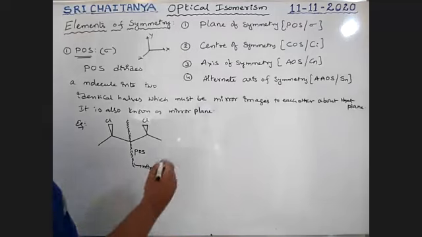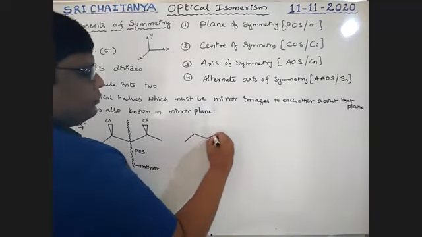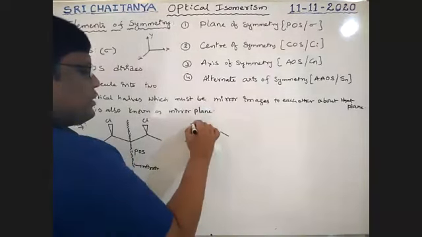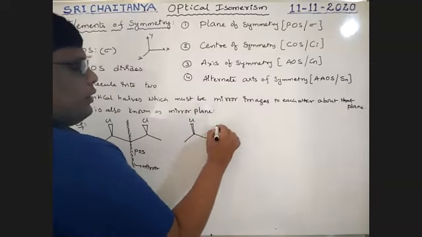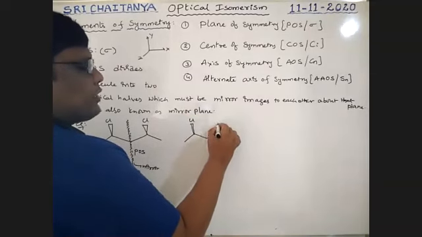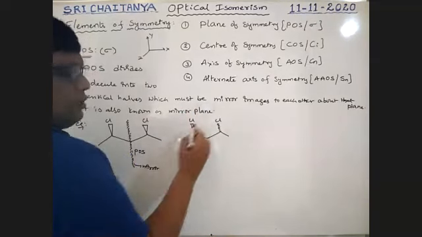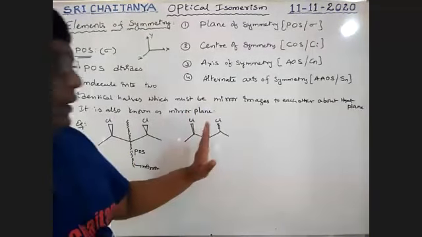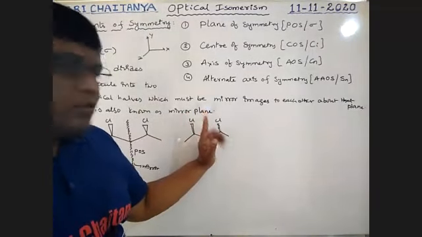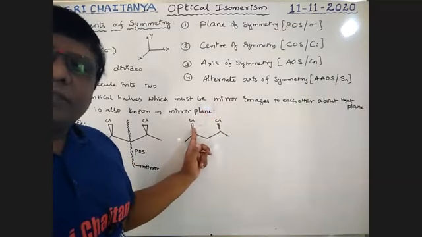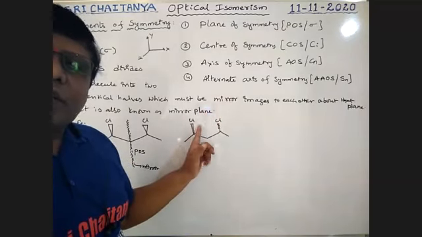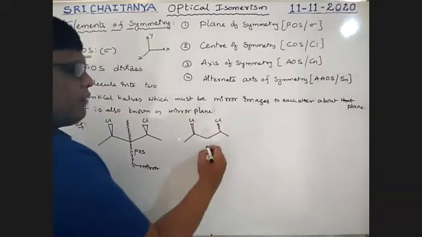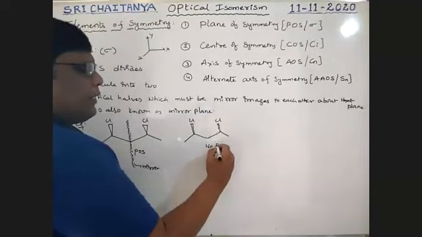Let us observe one more molecule. It is in wedge position, and this one is in dashed position, boys, that is, out of plane. Now if we cut like this, this is not exactly mirror to this one. That means it has no plane of symmetry.